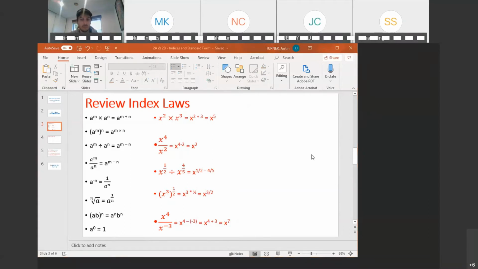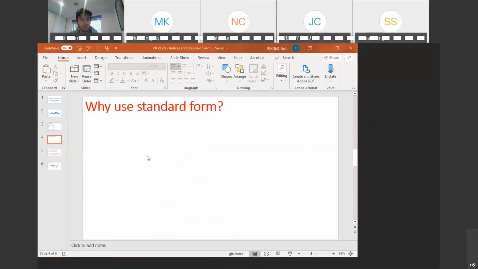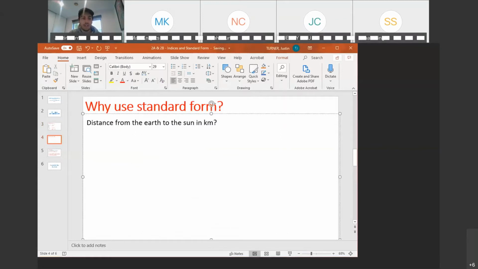Now we're going to look at standard form. So we're going to come back to our guesses from the start. Anyone brave enough to have a bit of a guess for the distance from the Earth to the Sun in kilometers?